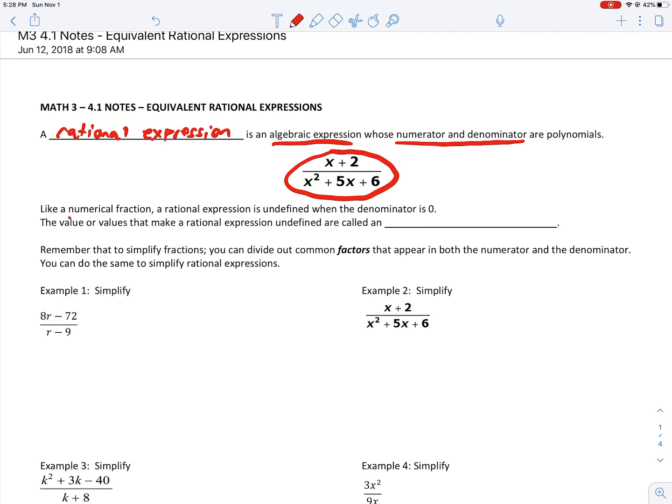Just like a numerical fraction, a rational expression is undefined when the denominator is equal to 0. So we want to avoid that. So the value or values that make your rational expression undefined are what we call excluded values.